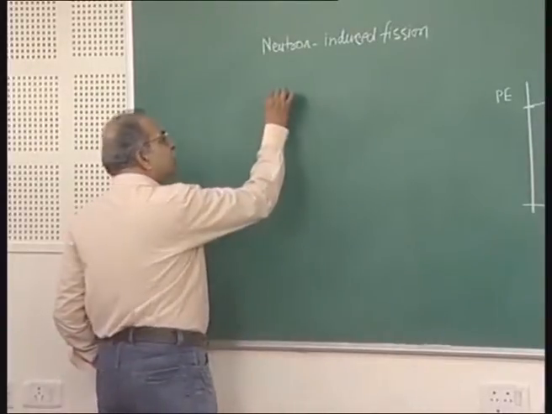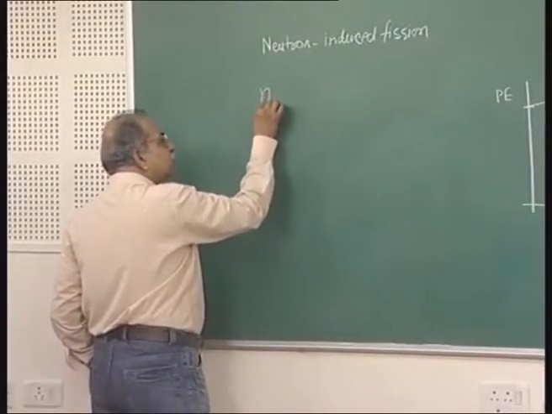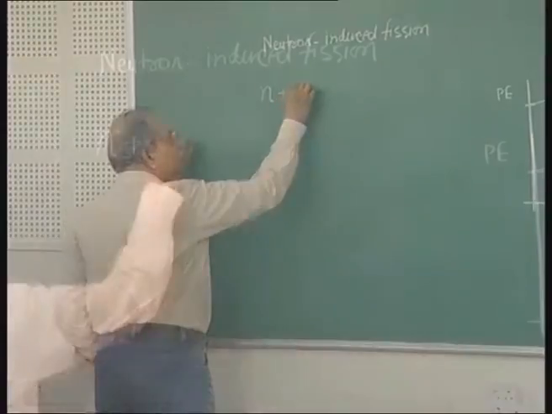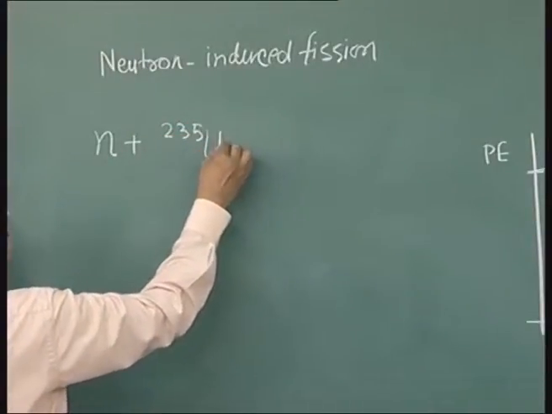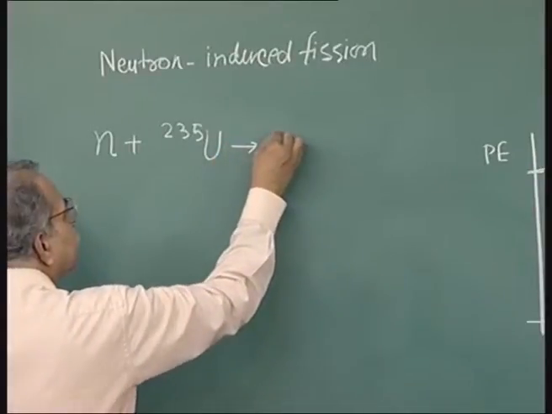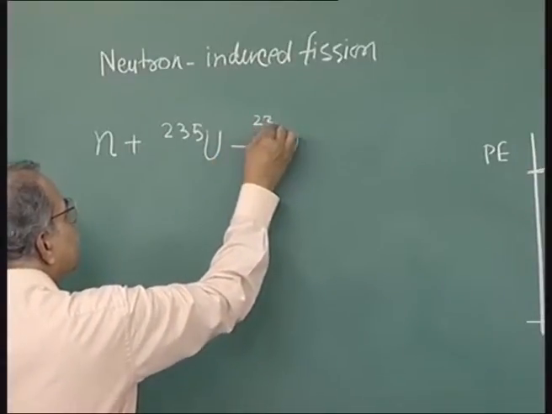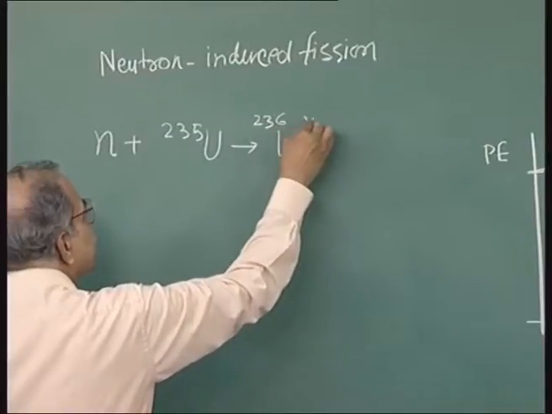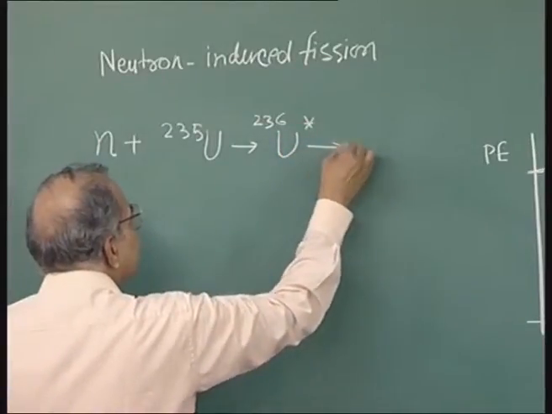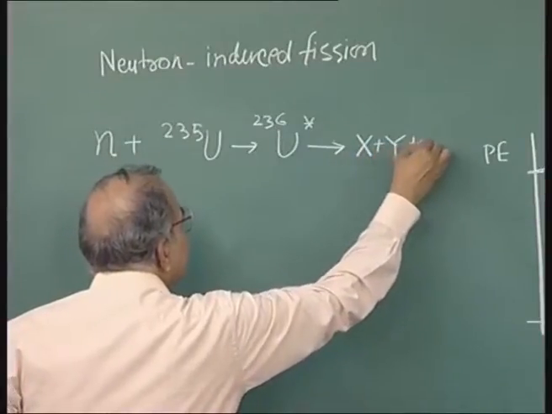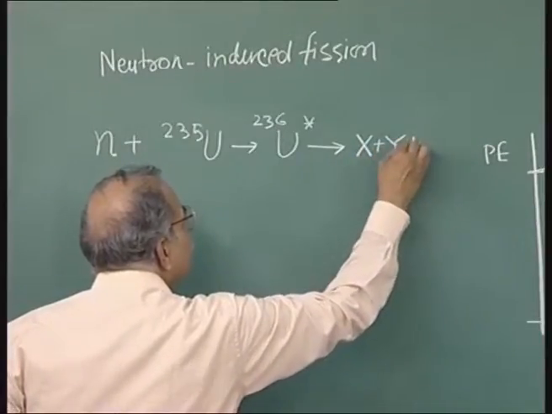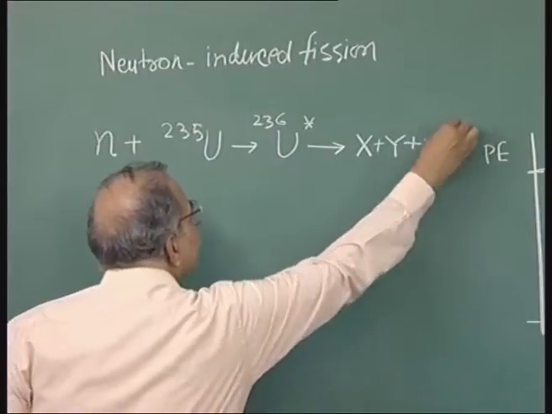And here, if I take the example of uranium, the neutron going to uranium 235 makes it uranium 236 in an excited state, and that decays into the two fragments x plus y and certain neutrons, 1 or 2 neutrons. So, let me write it: neutron.